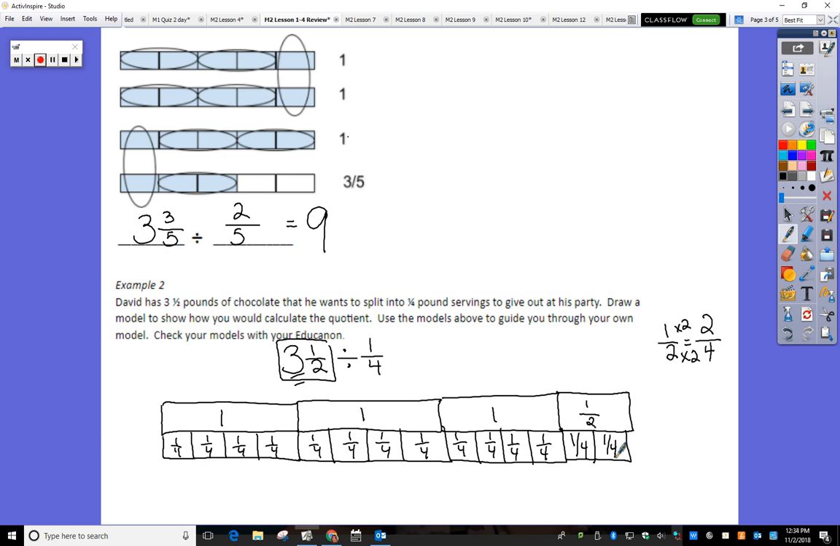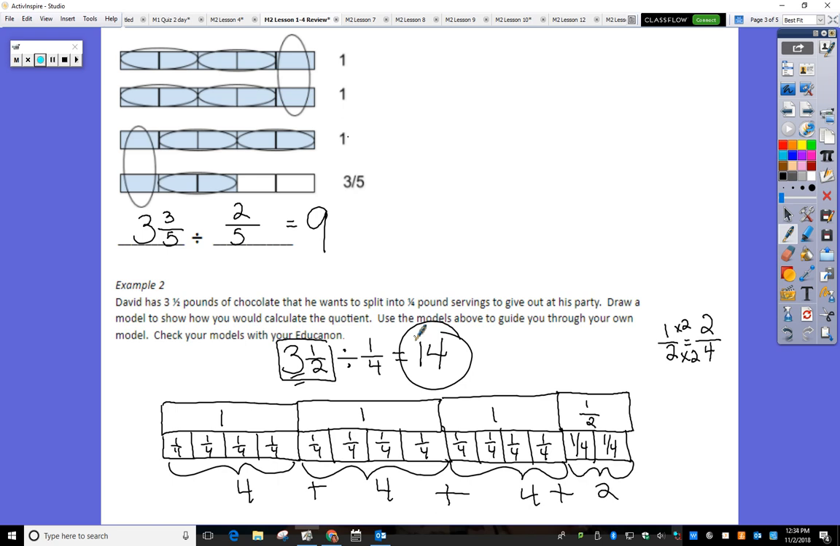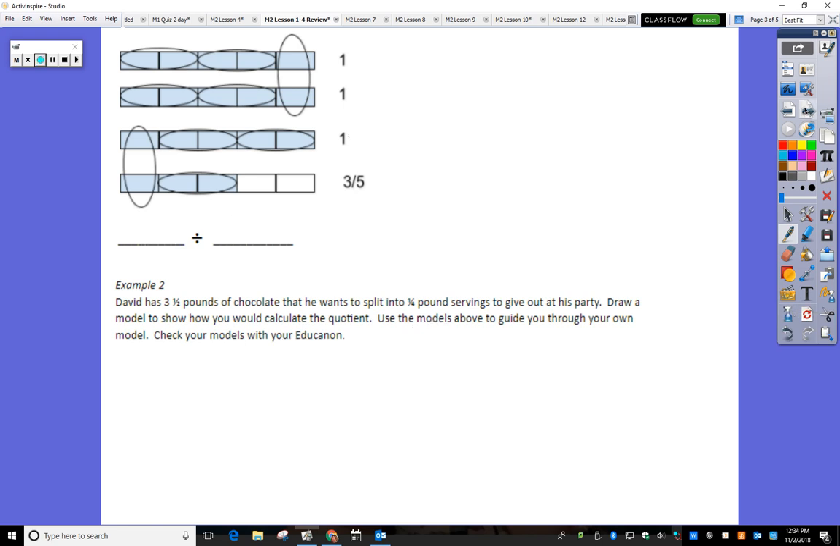Okay, so then to get the answer, I just count how many fourths I have. I have 4 here, I have 4 here, I have 4 here, and then I have 2 here. So 4 plus 4 plus 4 plus 2 gives me 12 plus 2, or 14. Okay, so that is our mixed number models.